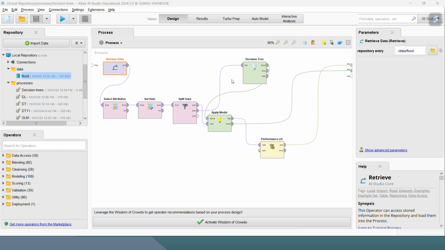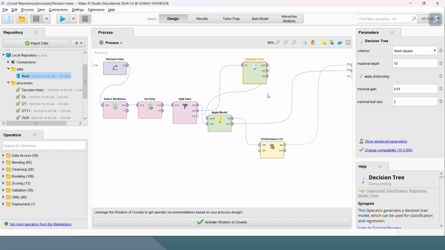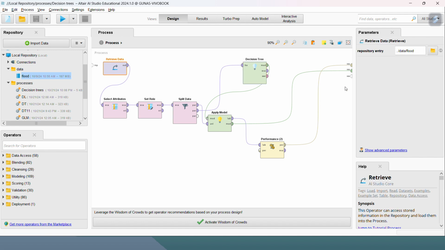In this video, I'm going to show you two different models. First one is using decision tree, and second one will be on using general linear regression. So the first thing we have to do is retrieving the data. For this, I have already imported the data from my computer.